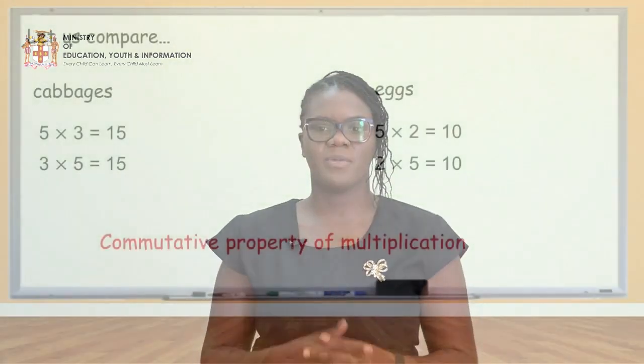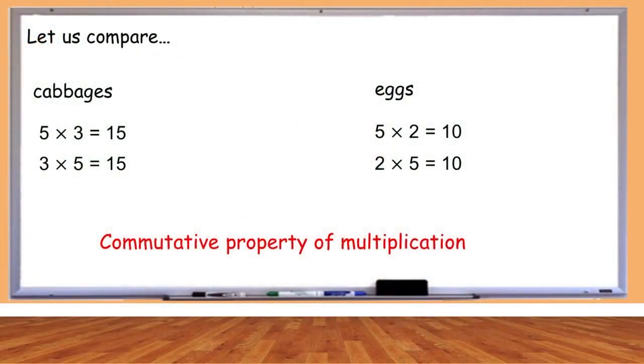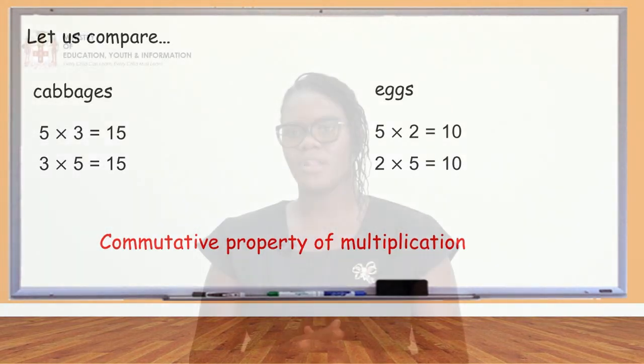Let us compare the multiplication sentences for the cabbage and the multiplication sentences for the eggs. What have you noticed? You should have noticed that in both cases, each pair of multiplication sentences had the same factors and products. However, the factors were in different order. This property of multiplication is known as the commutative property.